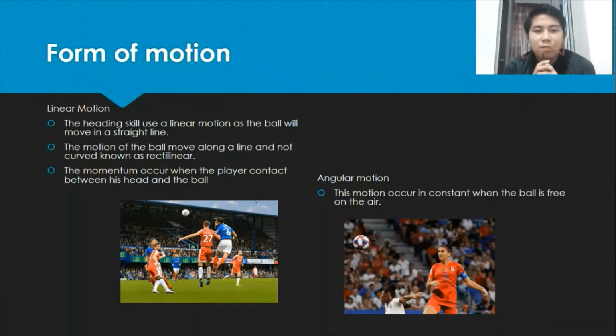Firstly is the form of motion for the heading skill. It includes linear motion and angular motion. For linear motion, the heading skill uses linear motion as the ball will move in a straight line. The motion of the ball moves along a line and not a curve, known as rectilinear. Then momentum occurs when the ball contacts between his head and the ball. After that, for the angular motion, this motion occurs constantly when the ball is free in the air.